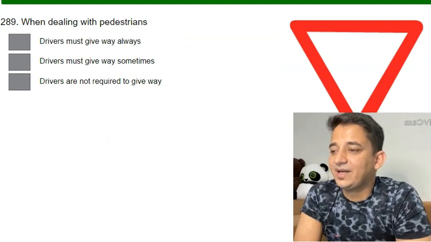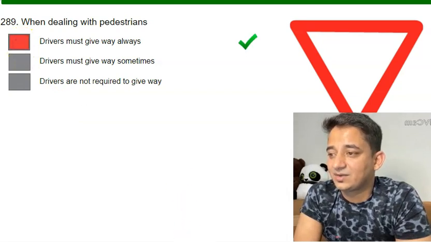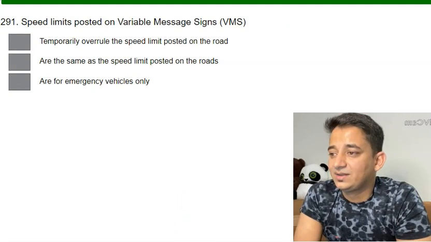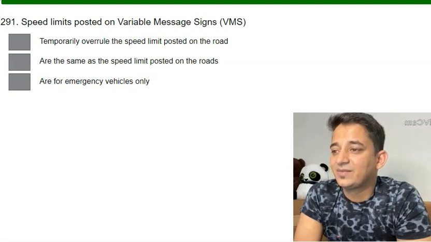When dealing with pedestrians, drivers must give way always. Drivers must give way sometimes. Drivers are not required to give way. You are always required to give way to pedestrians. So that's the right option. Here, the speed limit posted on variable message signs (VMS) temporarily overrules the speed limit posted on the road. That's the right option.